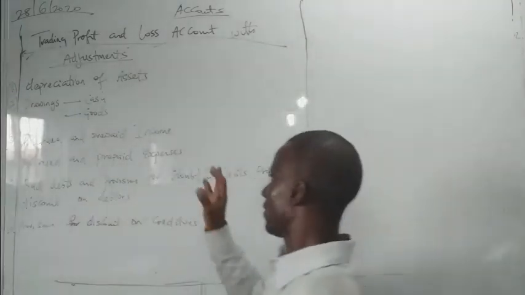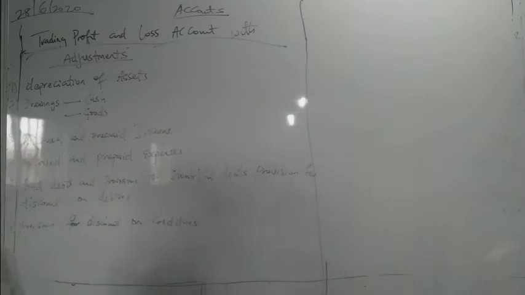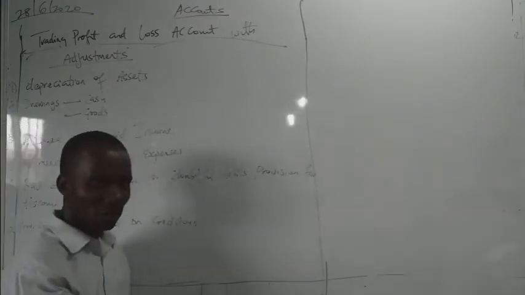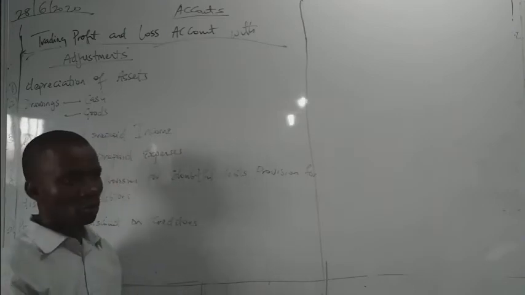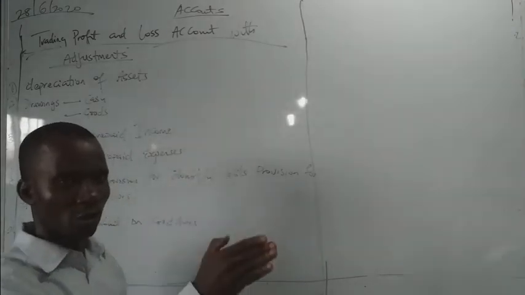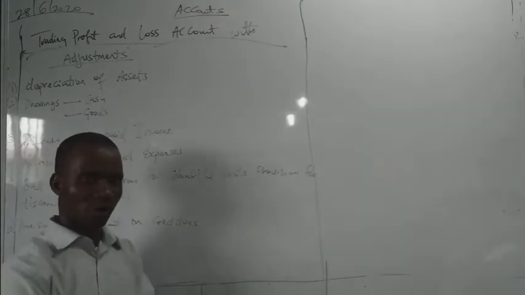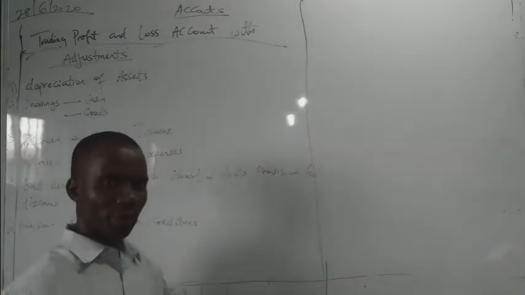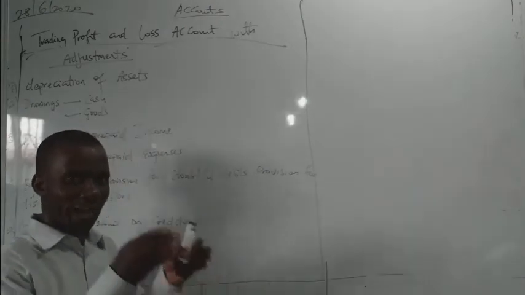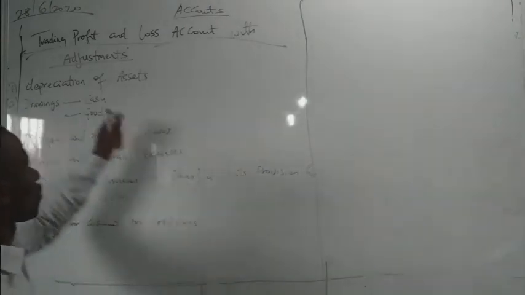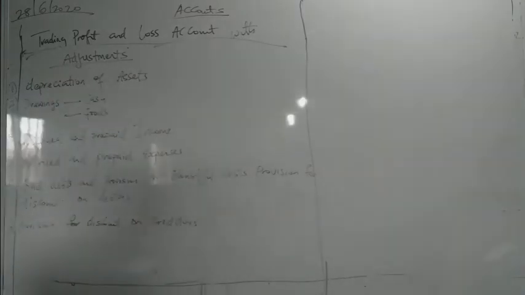Now, since, as I told you, the trading profit and loss account is for the current accounting period, you will need to cut off those income and expenses meant for the next period or for the previous period in order to find the actual amount for the current period. So that is where adjustment comes in.